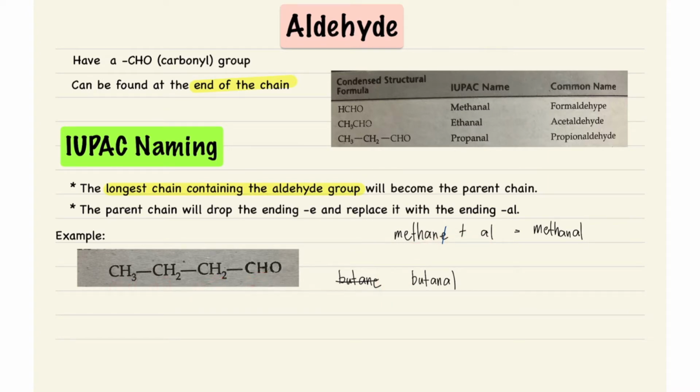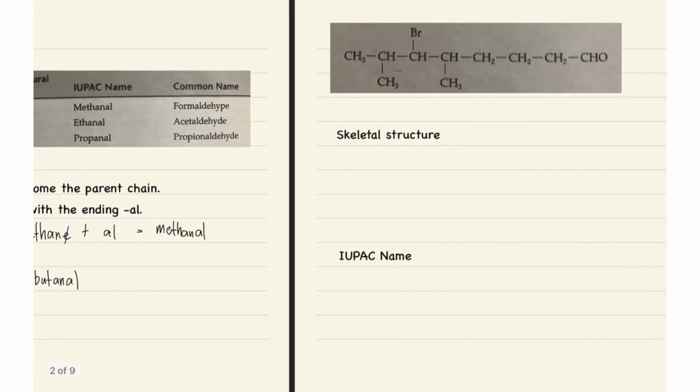It is also present in its common name. So aside from IUPAC naming, we also have what we call a common name. But not all have an available common name. For example, we have methanol. Its common name is formaldehyde. Ethanol is acetaldehyde. Propanol is propionaldehyde. So these are their condensed structural formula. Now, let's proceed to have more examples.